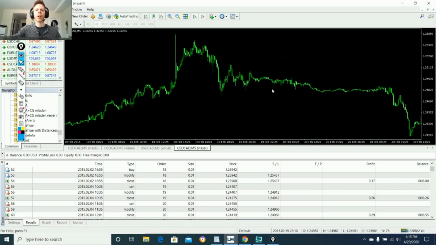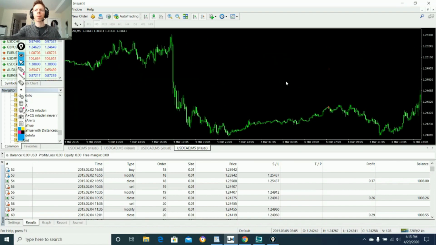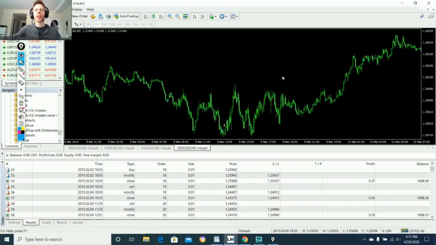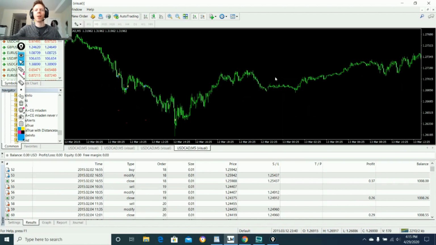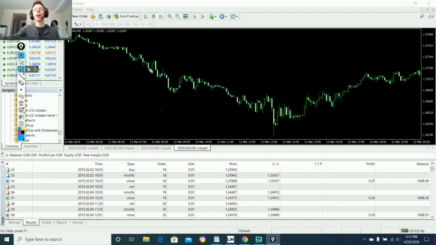So I'm going to see if I can find a losing trade. This has a 95% win rate. And so here's the losing trade here. It's really difficult to find an actual losing trade because it wins 95% of the time.